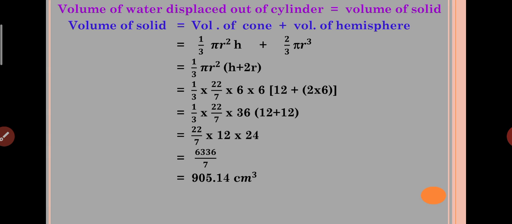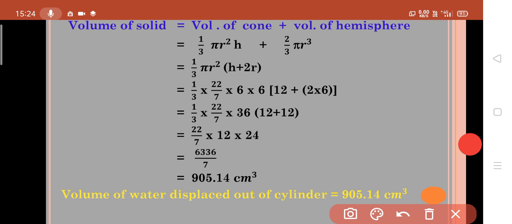That is nothing but the volume of the water displaced out of the cylinder. So volume of the water displaced out of the cylinder equals 905.14 centimeter cube. It is a 5 mark question, children. I hope you understand the sum, children.